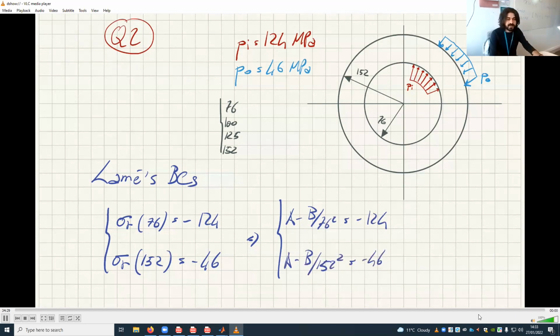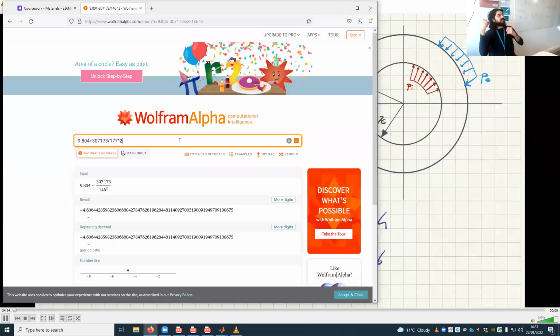And now I'm going to solve this directly with Wolfram Alpha, and I'll show you how you do this in Wolfram Alpha. You can do this with MATLAB as well. MATLAB has a symbolic solver. I'm not very good at using it, but there is one. If you want to experiment with MATLAB, please do so. So this is A minus B, because we're looking at radial stress, over 76 squared equals minus 124. This is my first equation.